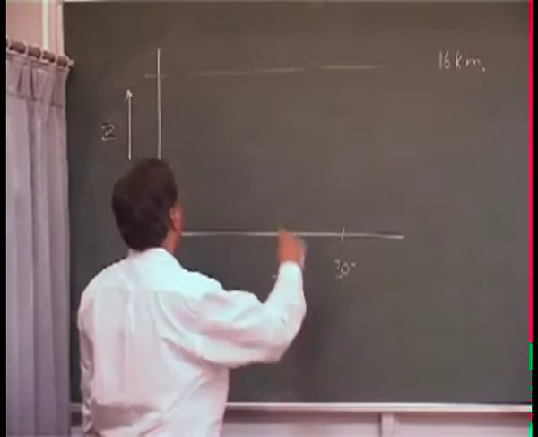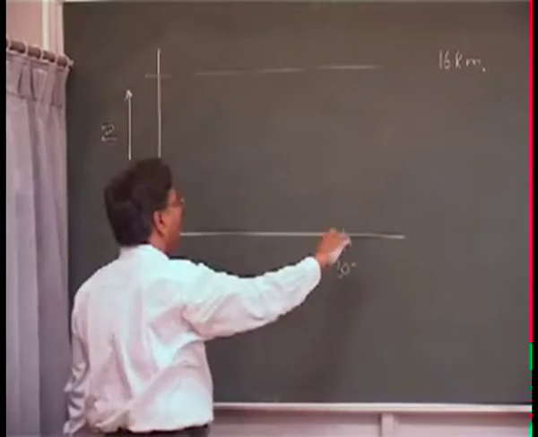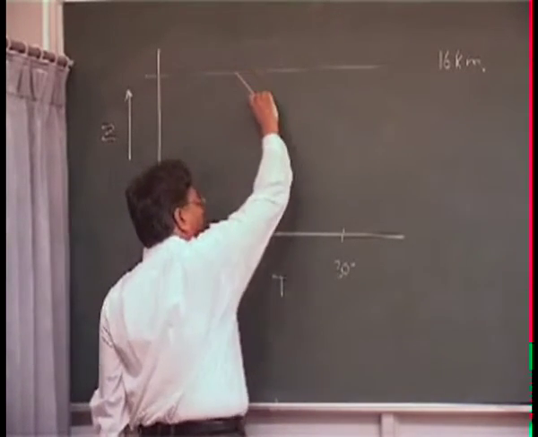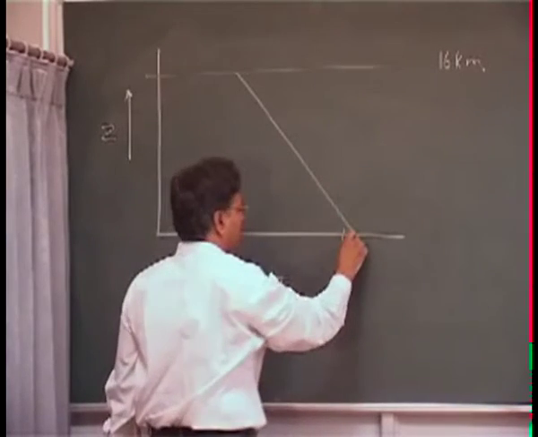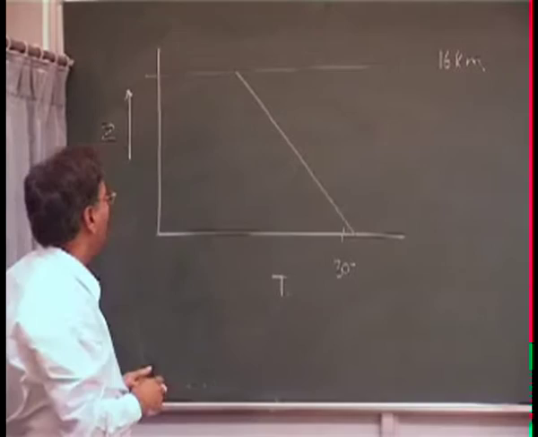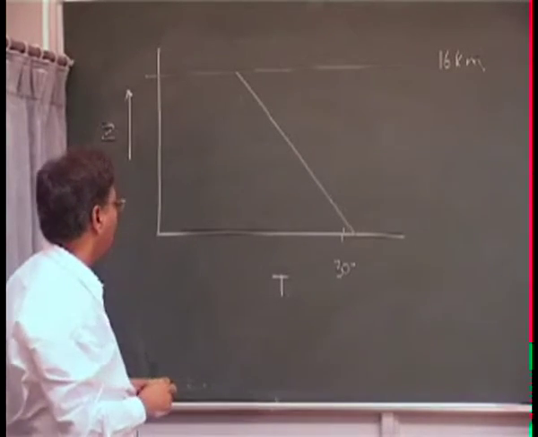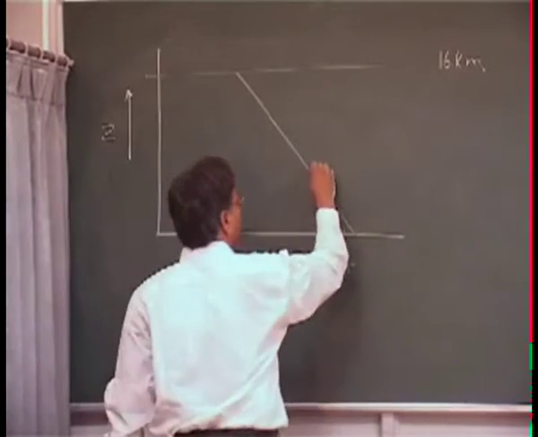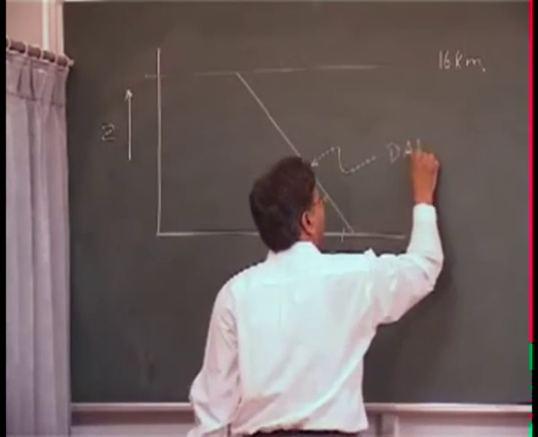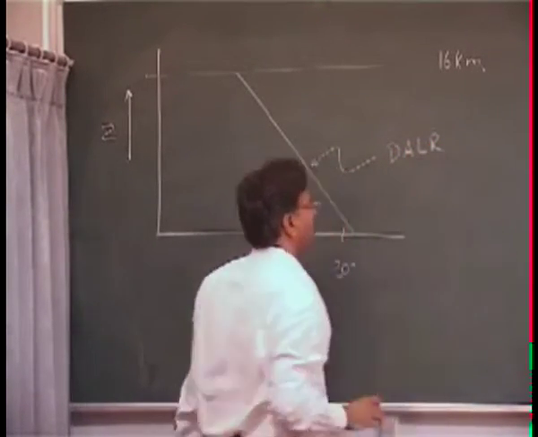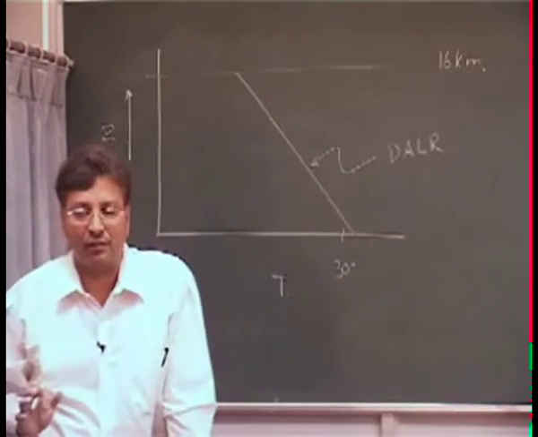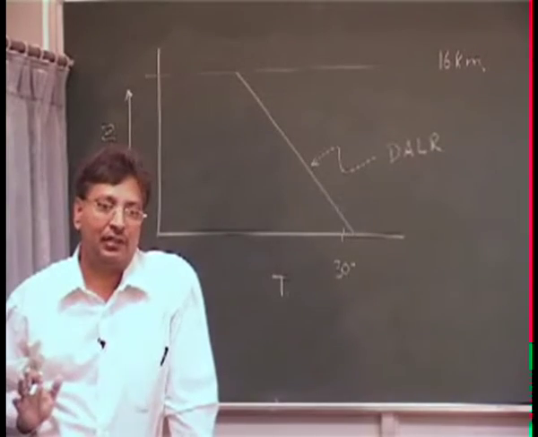Okay, and it may reduce a lot. I will not be able to give you the exact number here, but you see here, it will reduce like this. So this is your adiabatic lapse rate. This is what I can call DALR.